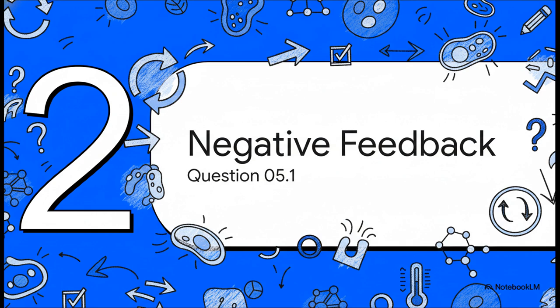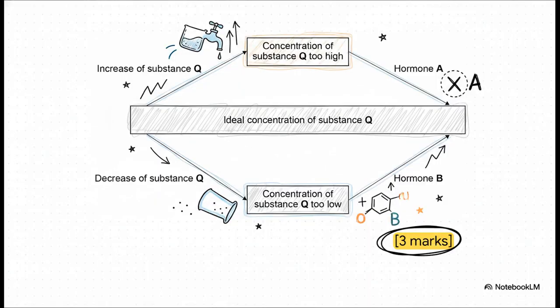All right, let's get into the nitty-gritty with the first part of the question, the negative feedback puzzle. So, the exam gives you this diagram and asks you to explain what's happening with negative feedback. It's worth 3 marks. Take a good look. You've got these 2 loops, right? One for when substance Q is too high, and another for when it's too low. Seriously, this is a classic setup. You're going to see this kind of thing all the time.